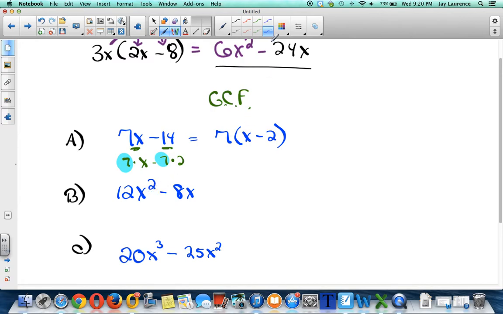All right, let's check out the GCF here on 12x squared and 8x. Well, I know that 12x squared can be thought of as 3 times 4 times x times x. And that negative 8 can be thought of as negative 2 times 4 times x. See, in my head, I'm already figuring out the GCF of 12 and 8, the greatest common factor, so that I can write 12 as 3 times 4 because I know the GCF of the numeric part is going to be 4.